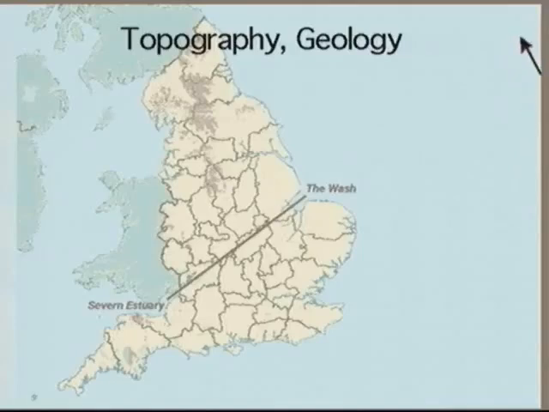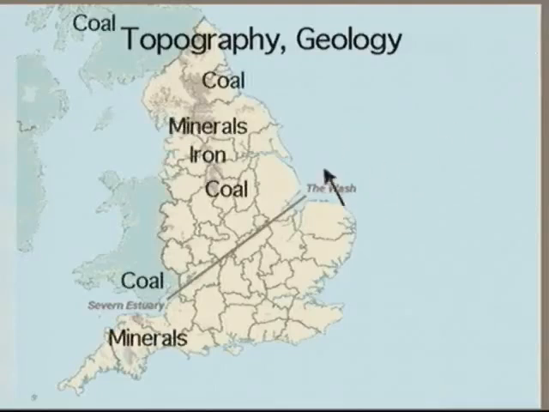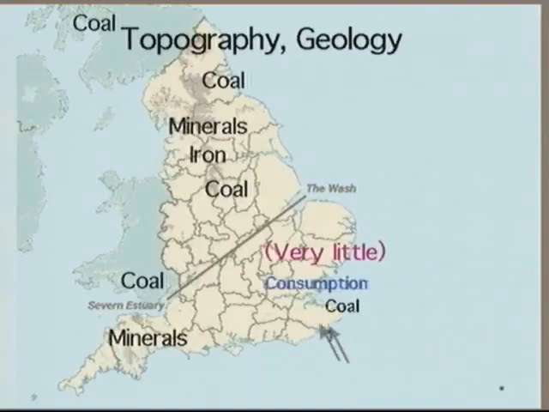Geography and, geology, sorry. In the north, there's a lot of coal and minerals, iron. In the south, there's very little, except for a bit of coal, the Kent coal fields. So what tended to happen was that the south consumed all these things mined in the north. This gave a difference in occupation.